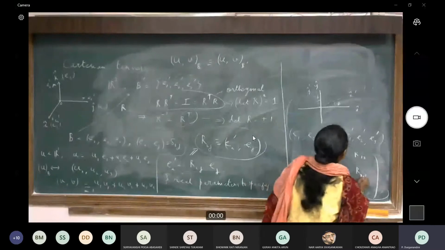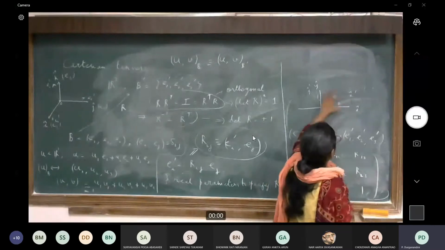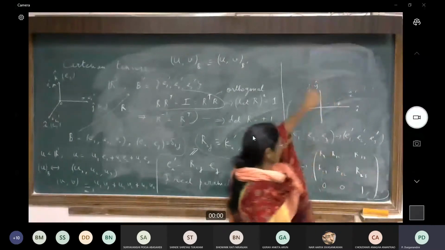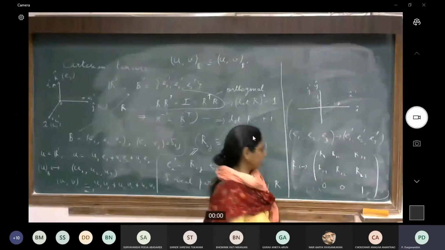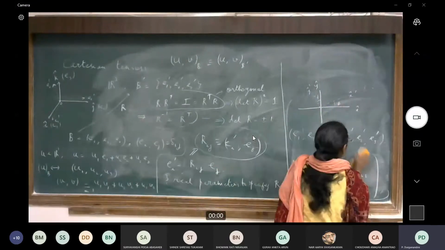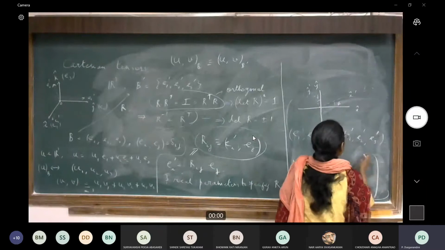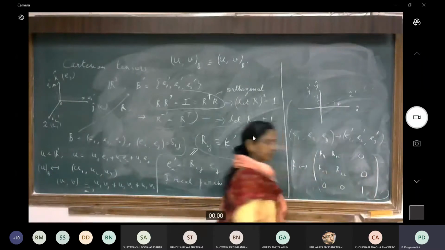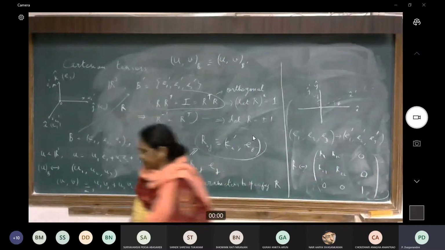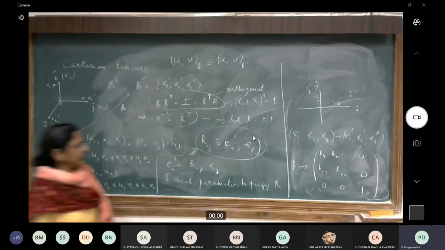Finally, we can also see that the X prime and the Y prime are not getting mixed up with the Z axis, because the Z axis is remaining the same. So this last column should be 0. Fine. Then what is left here?